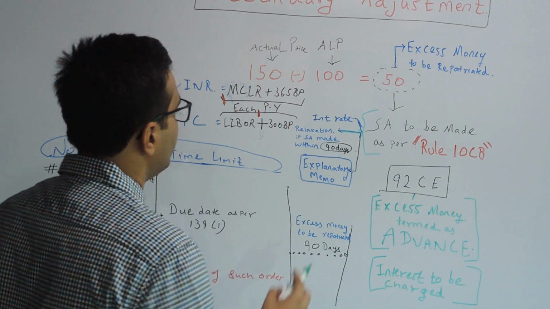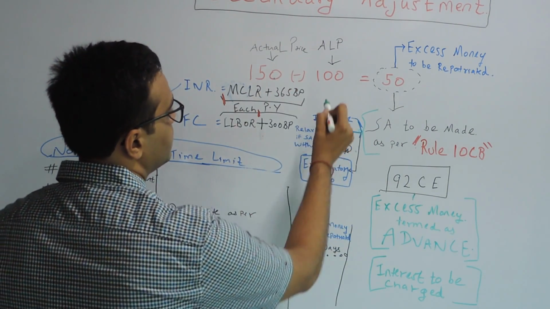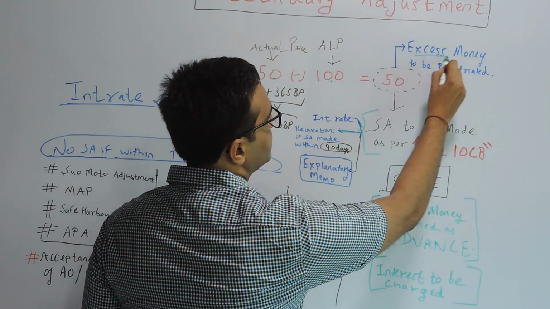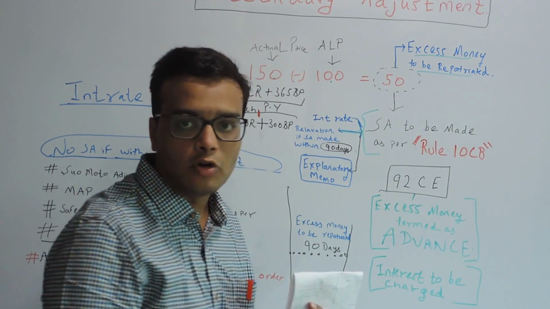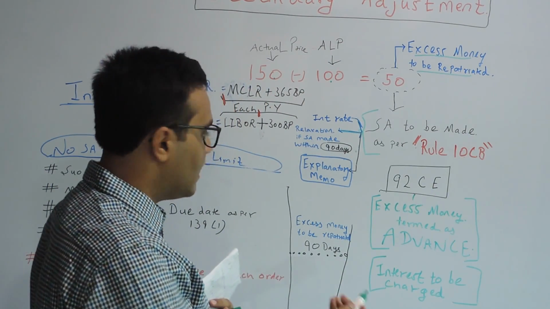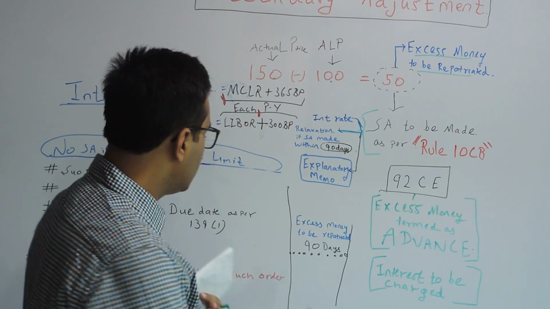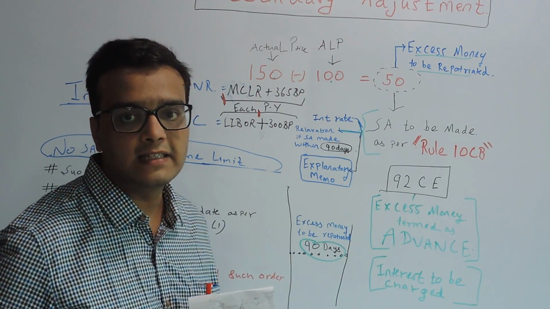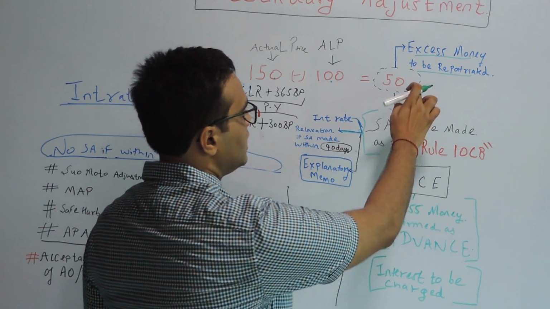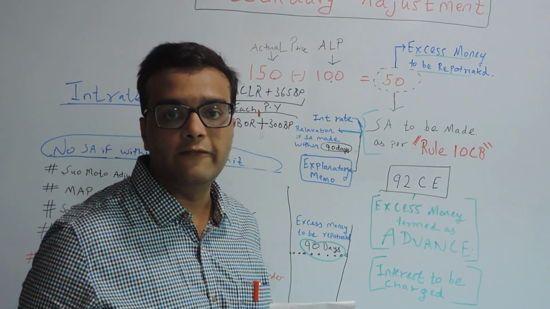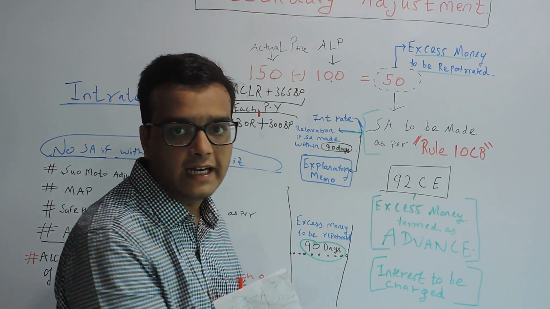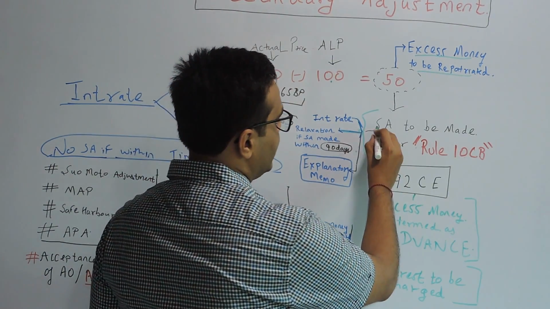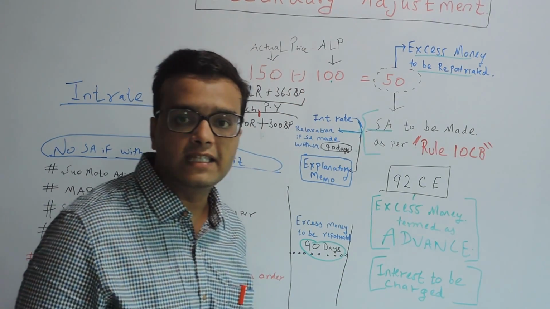But as I said before, 150, which is the actual price, minus the ALP as determined, 100, gives 50, which is the excess money to be repatriated. If it is not repatriated within a specified date, and this specified period is 90 days, as provided in the rules, then interest will be charged. If it is repatriated within the period of 90 days, then deemed interest will not be charged. So secondary adjustment is to be made as per Rule 10CB.